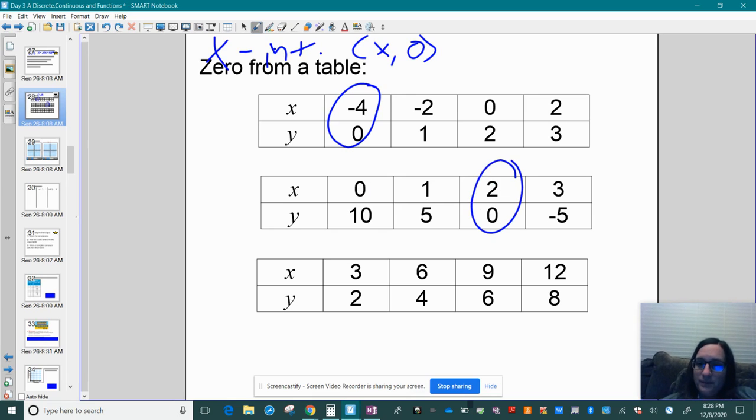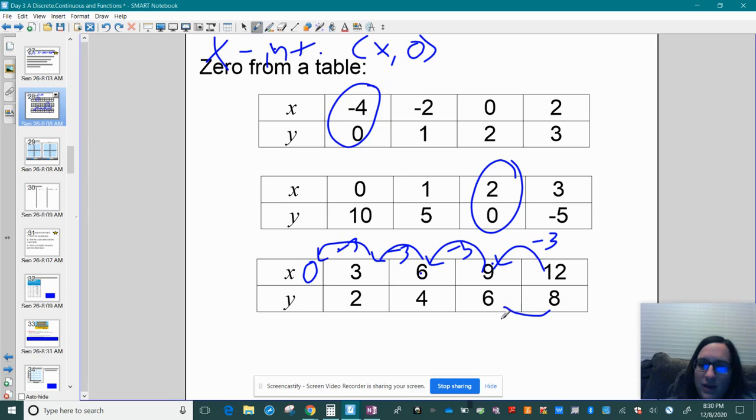Oh, look, right there. Now the final one's a bit tricky. We have to then use our patterns to find where our table would have a 0. See, how do we get from 12 to 9? Well, we subtract 3. So we keep with that pattern. 6 minus 3 gives us 3. Yep. So 3 minus 3 gives us 0. Okay, cool. And then we have 8 minus 2 is 6.